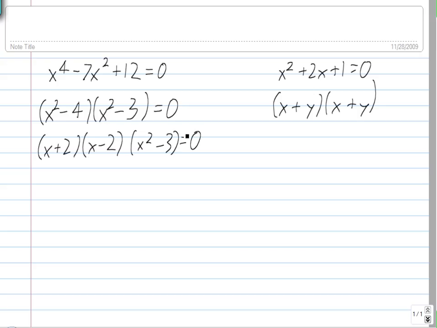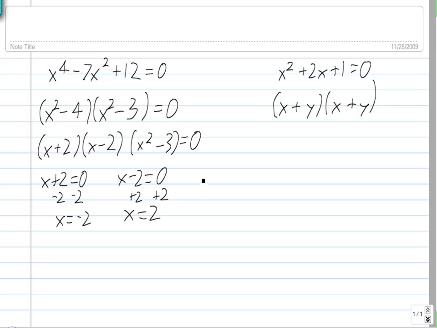Now we can set all of these equal to 0 to find our solution. So x plus 2 equals 0. Subtract 2 from both sides. x equals negative 2. x minus 2 equals 0. Add 2 to both sides. So you're left with x equals 2.